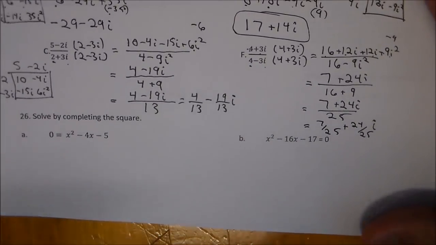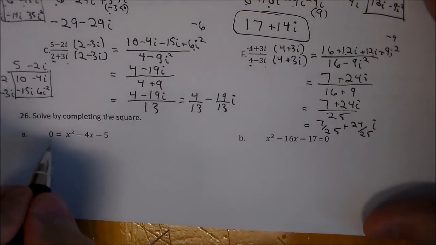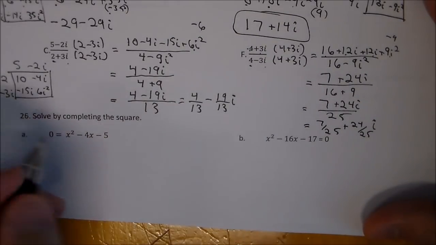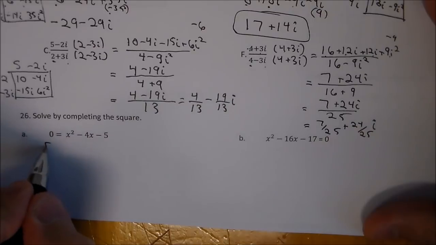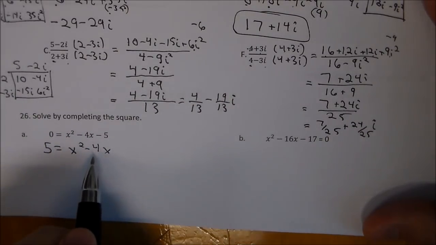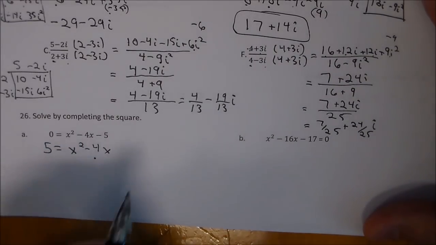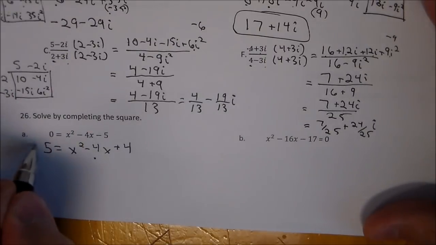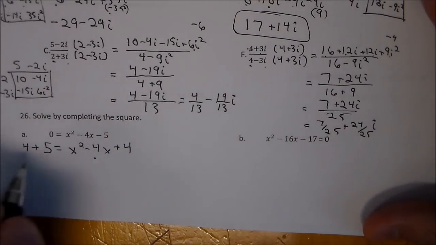For number 26, we need to solve by completing the square. So we're going to act as if we can't factor this. And so we're going to convert it to vertex form as we go through, and that's kind of one use for it. But let's just think of solving. So I'm going to move the 5 over, and I get x squared minus 4x. I'm going to take half of the b value, negative 4, and square it. Half of negative 4 is negative 2. Squared is positive 4. And I'm going to add that to both sides.